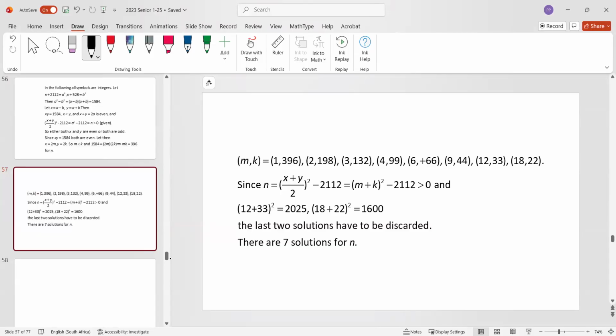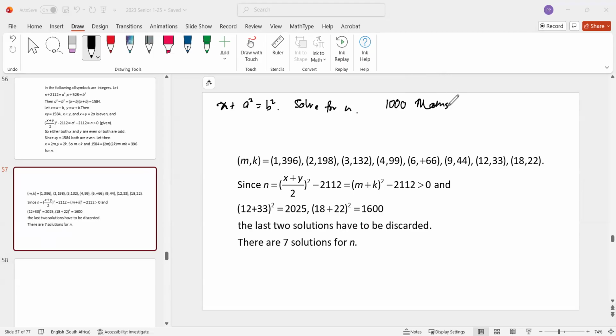But there is a very good way of actually solving this equation: x plus a squared equals b squared. Solve for x, or let's call it n. Solve for n. Now I've got a whole section in my book on this particular problem. The book is called 1000 Mathematics Olympiad Problems, I think.